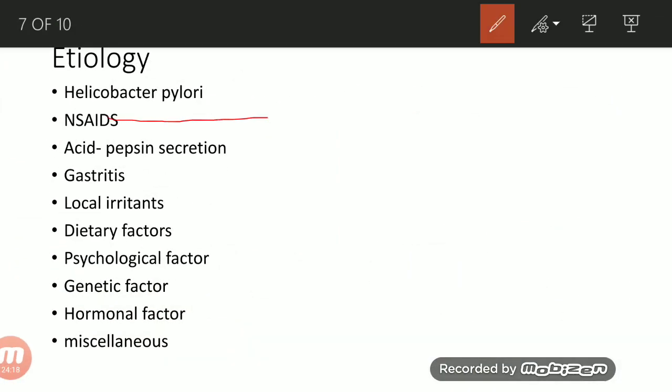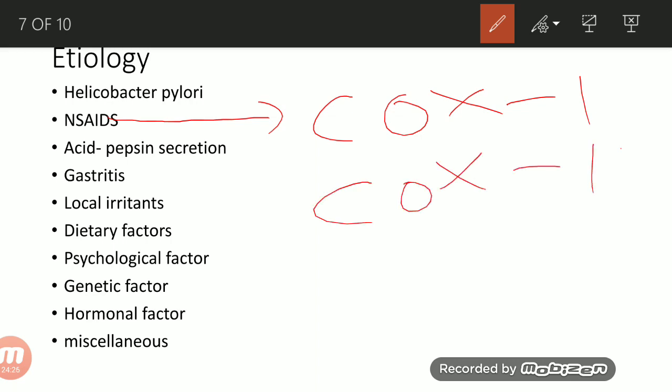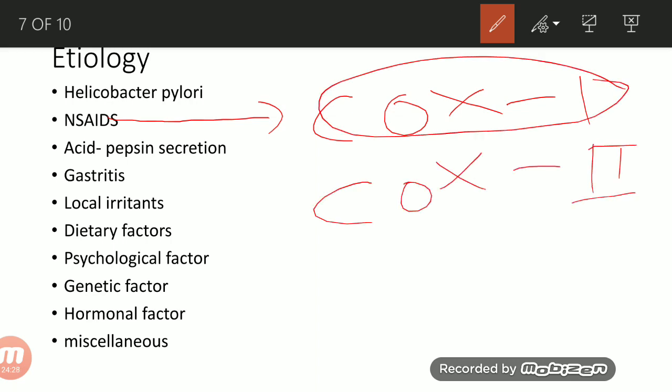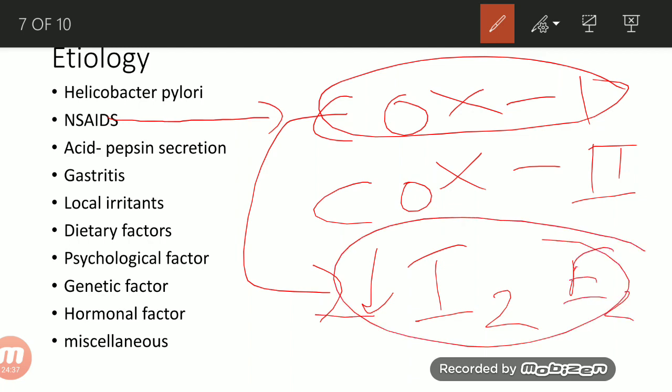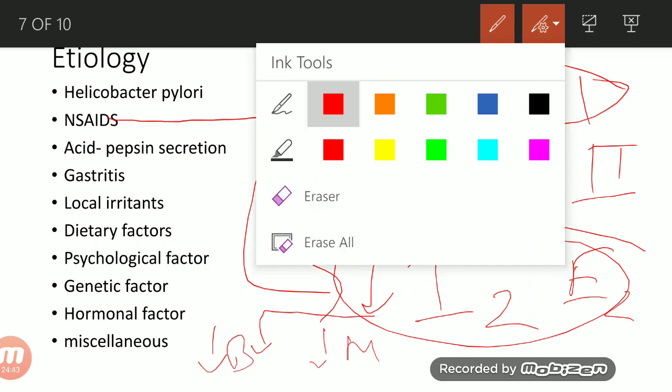Okay, we are talking about NSAIDs. These are non-steroidal anti-inflammatory drugs. They block your COX-1 and they also block your COX-2. Blocking of your COX-1 will lead to decreased production of your PGI2 and PGE2. If these two are blocked, then it will decrease the secretion of bicarbonate as well as decrease the secretion of your mucus.